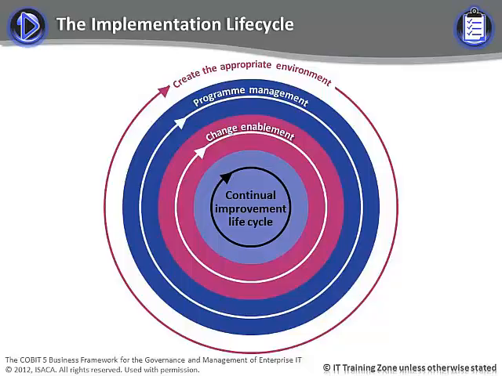The COBIT guidance here draws on the work of John Kotter, a recognized authority on organizational change. Some of you may recognize his 8 steps to transform your organization. The outermost layer is program management. This is concerned with managing the inner layers in terms of resources, money, and time. As we'll see later, these three are interrelated.